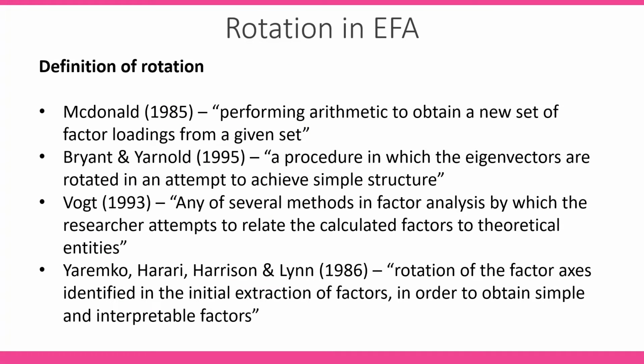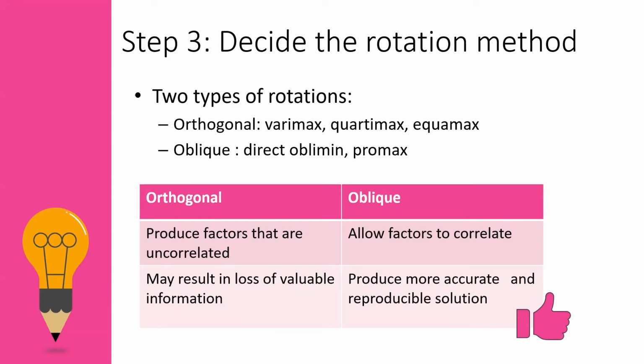Based on the article by Brown published in 2009, he had compiled the definitions of rotations from past literatures. For example, McDonald defined rotation as performing arithmetic to obtain a new set of factor loadings from a given set. In simple terms, rotation is conducted in order for us to obtain a simpler structure of loadings that allow us to interpret the factors. There are two main categories of rotation, orthogonal and oblique rotation.